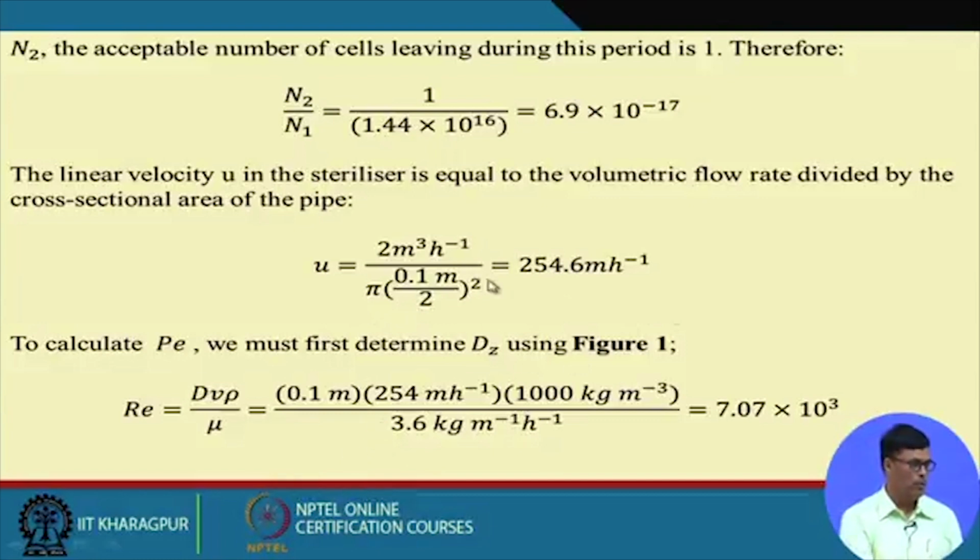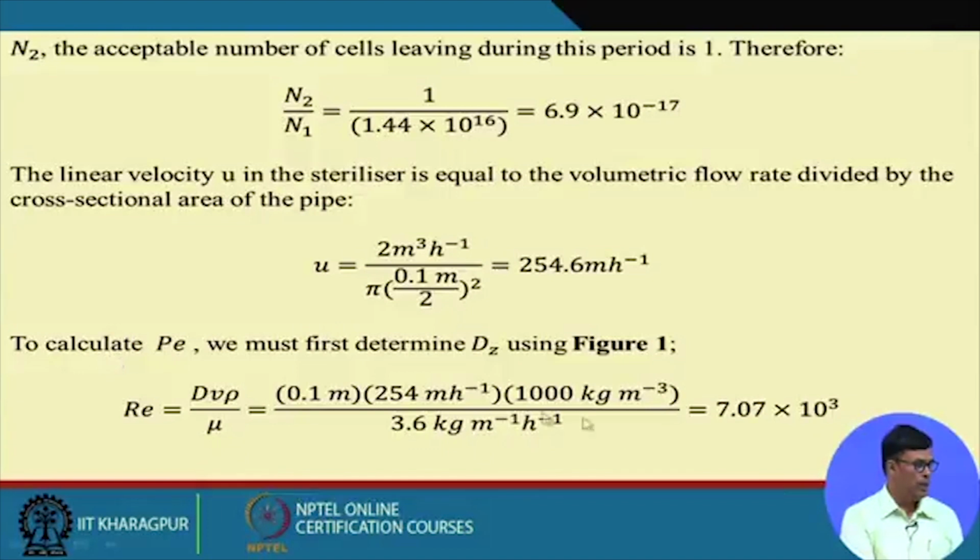Why do we want to find out velocity? Because we want the Reynolds number. Reynolds number is d u rho by mu. So the diameter of the tube is 0.1 meter, the velocity is 250.46 meter per hour, the rho is 1000 kg per meter cubed, and the viscosity is 3.6 kg per meter per hour. Then this Reynolds number comes to about 7.07 × 10^3.